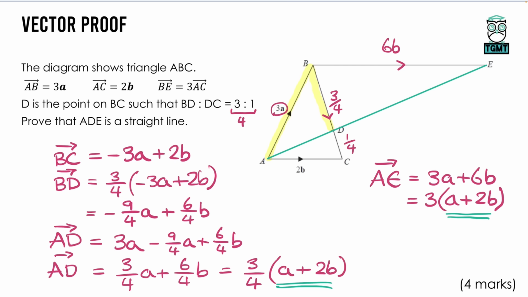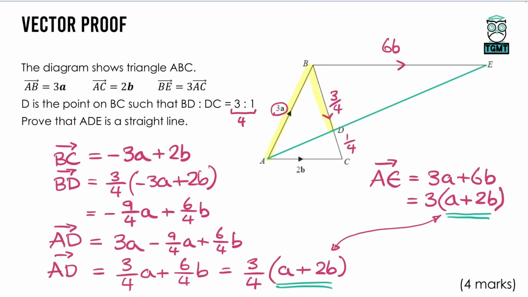We could write something like that, sort of linking these up and saying that they share a common multiple, or they share the same direction, and they share point D, so therefore they must be parallel and therefore must be the same straight line.